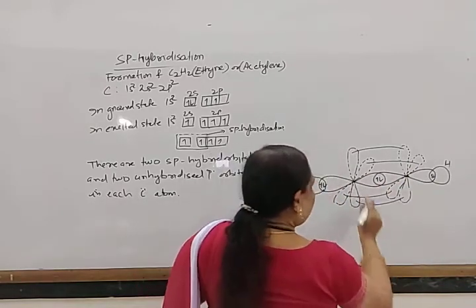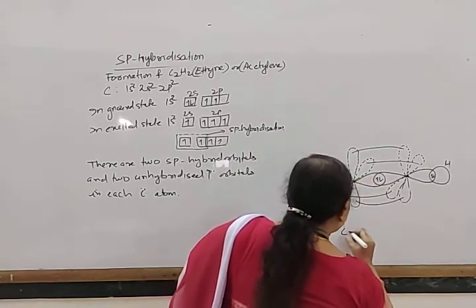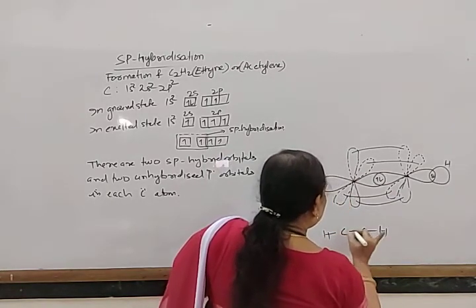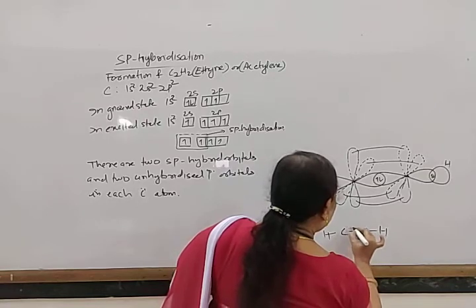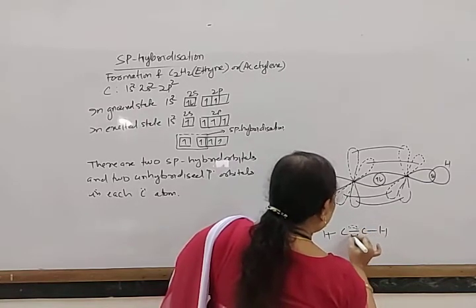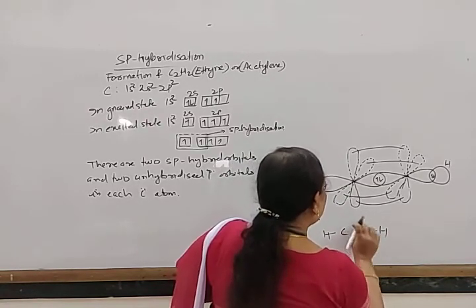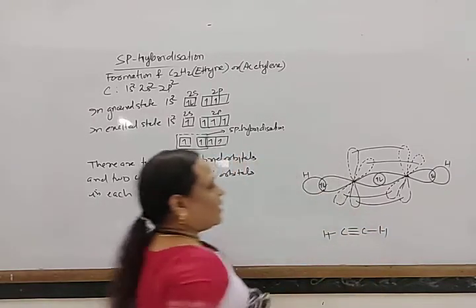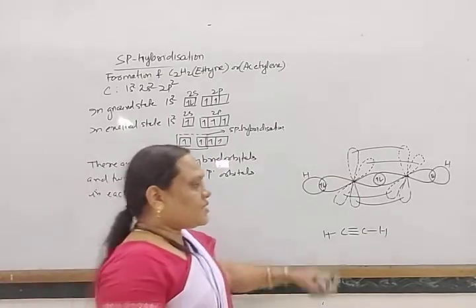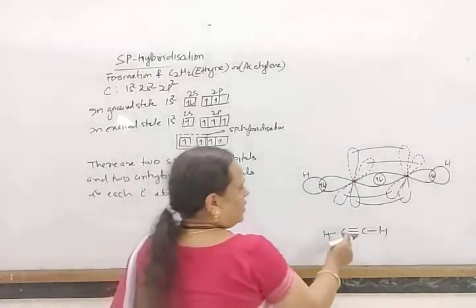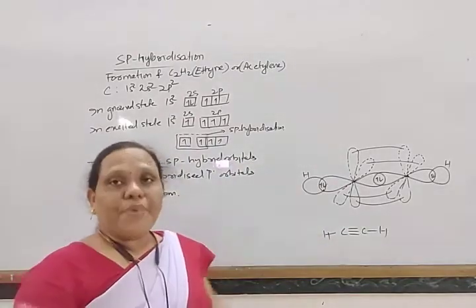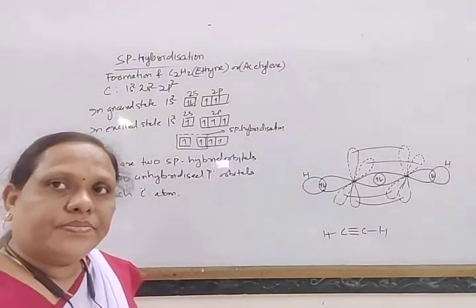So in this way, two electron clouds are there. H-C single bond C-H, and there is one electron cloud above and below, and another electron cloud also above and below. In this way, there is formation of 2 pi bonds. Okay, so this is the structure of acetylene: 3 sigma bonds and 2 pi bonds.